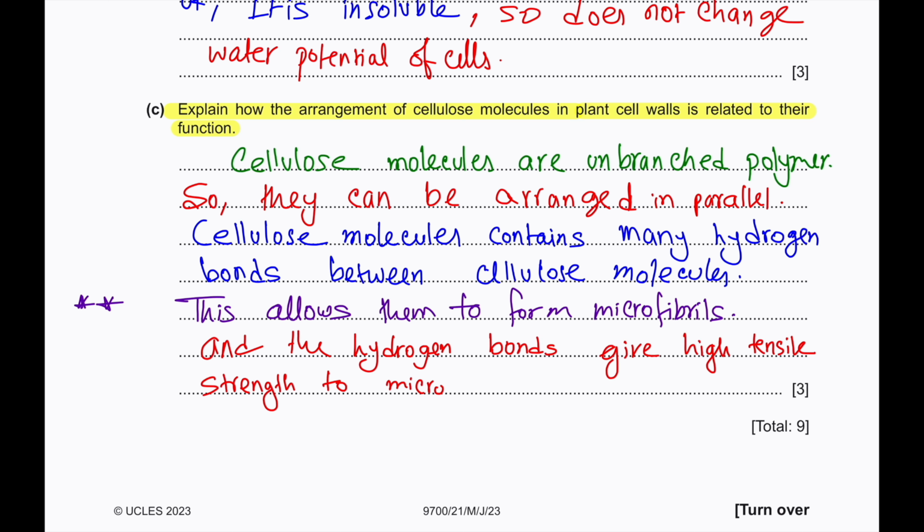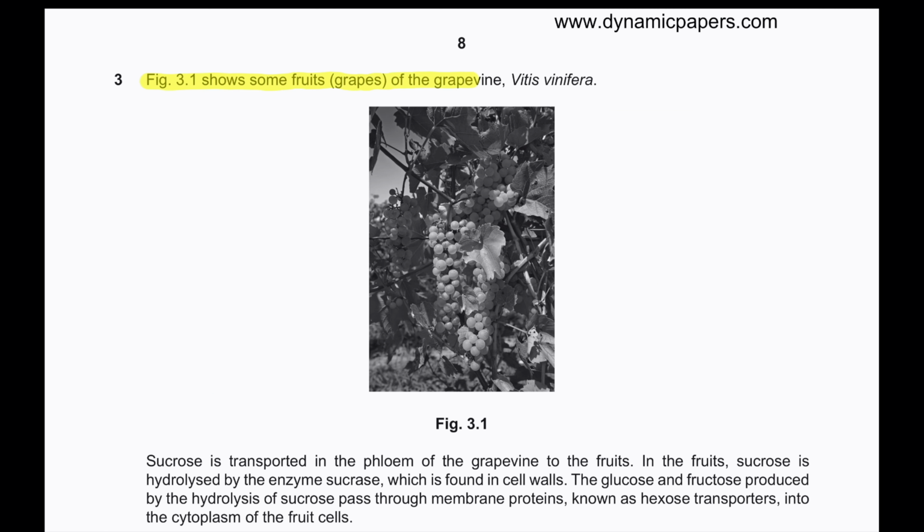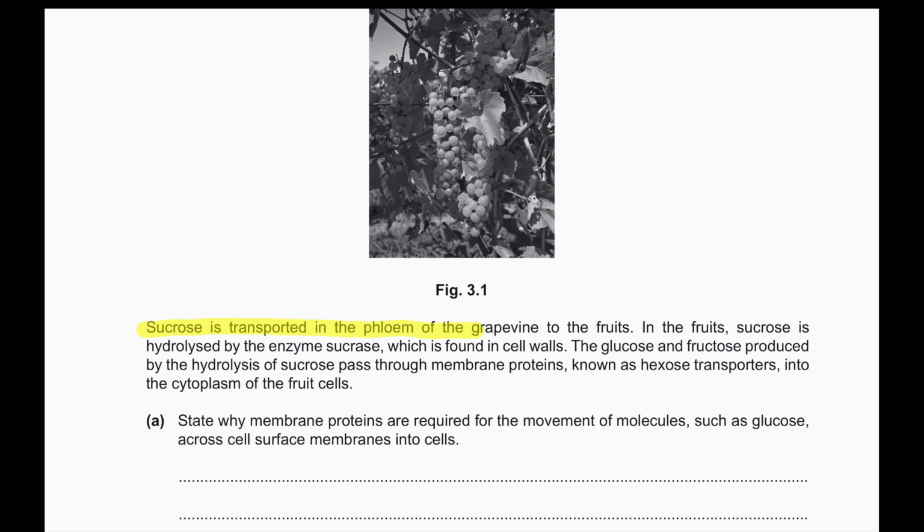Figure 3.1 shows some fruits, grapes of the grapevine, Vitis vinifera. Sucrose is transported in the phloem of the grapevine to the fruits. In the fruits, sucrose is hydrolyzed by the enzyme sucrase, which is found in cell walls. The glucose and fructose produced by the hydrolysis of sucrose pass through the membrane proteins known as hexose transporters into the cytoplasm of the fruit cells.